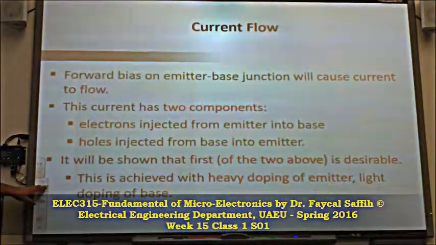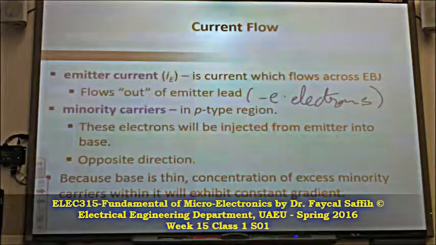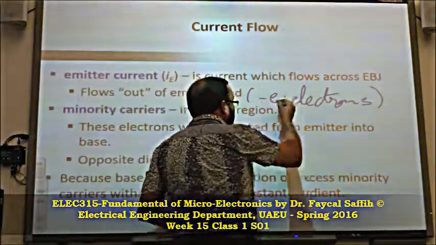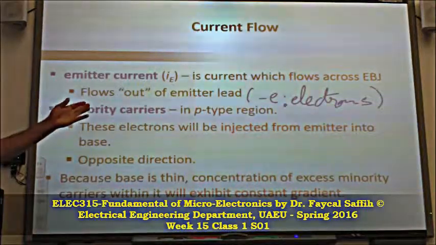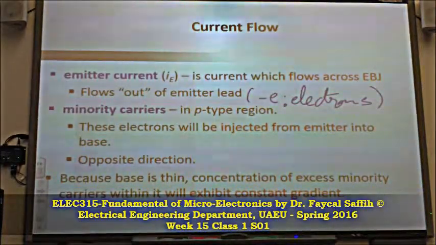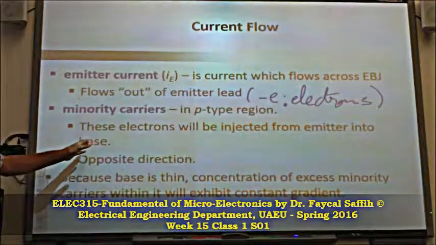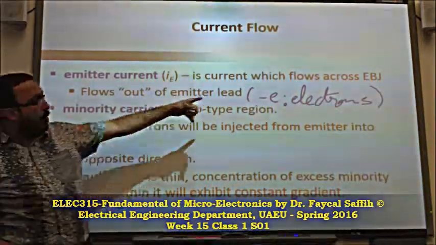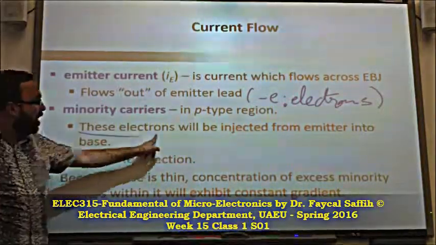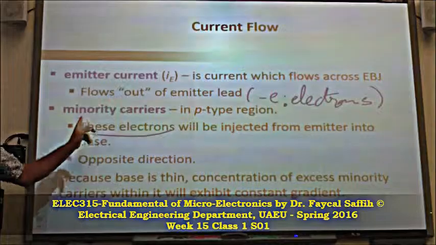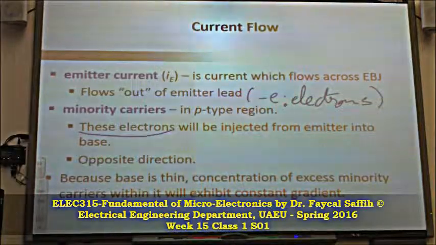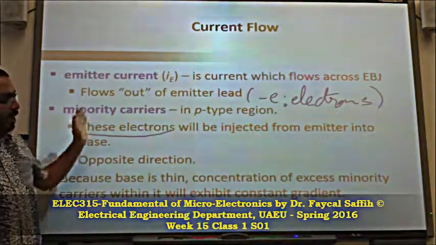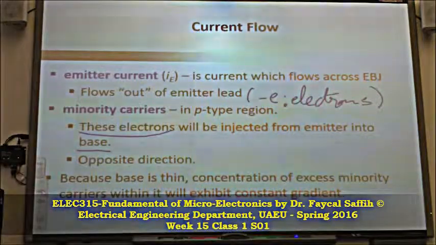So in that case, next, okay. So flows out of the emitter. We mean here, in this statement, the electron current. Okay. So the minority carrier here in the P region means in the base. Yes or no? Yes. That's where it is. So these electrons will be injected from the emitter into the base. You see, that's the proof that we are talking about electrons. Do you understand? These electrons are the ones moving from the emitter. So it emits the electrons, not a positive charge. Very good. So they will be injected from the emitter into the base.